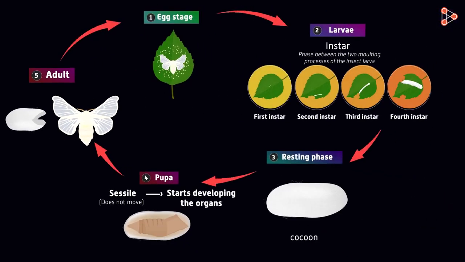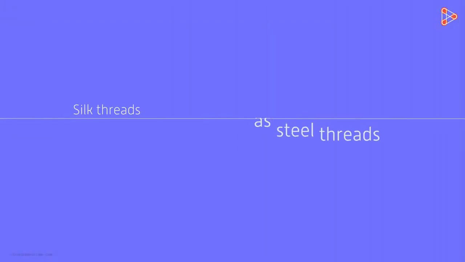This is the complete life cycle of a silkworm. So now can you tell me how silk is obtained from these animals? The cocoon is the main source of silk threads. Once the pupa develops into an adult and flies away leaving the cocoon behind, the cocoons can be collected and the threads are obtained. The threads in a cocoon are extremely strong. They are surprisingly as strong as steel threads. The processing of these threads further gives us the silk fibers.